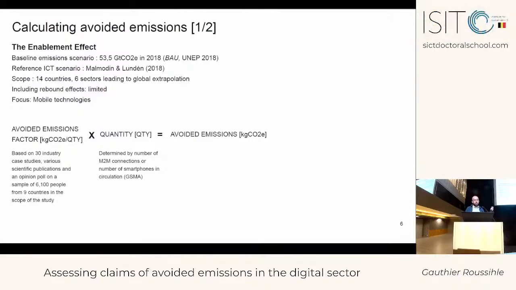So they take this emission factor, which is expressed in kilograms CO2 equivalent, by the quantity. And the quantity is determined by the number of machine-to-machine connections, or the number of smartphones that are actually used right now in the world according to the GSMA database. And by doing this multiplication, which aggregates a lot of things, as you can imagine, they got avoided emissions in every sector.